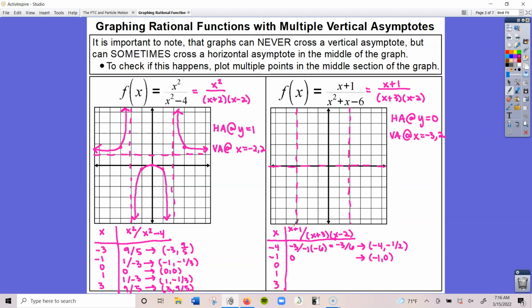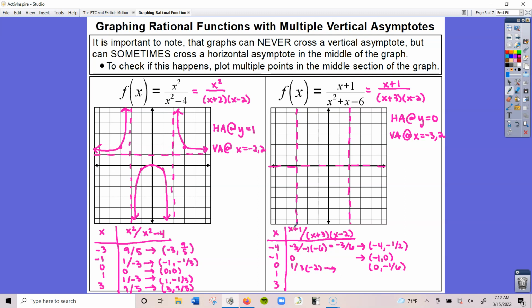Now let's plug in 0. 0 plus 1 is 1, over 0 plus 3 is 3, times 0 minus 2 is negative 2. So I have a coordinate at 0, negative 1 over 6.